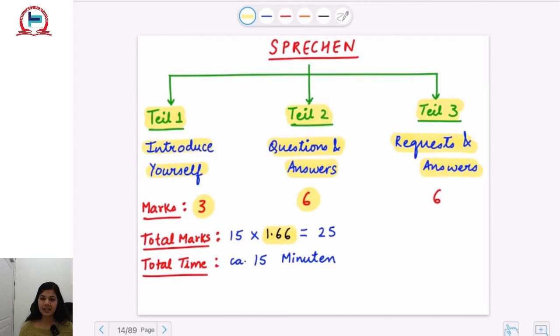All right. Once again, I will get 2 cards and my partner will get 2 cards. I have to formulate 2 requests and respond to 2 requests. This tile is also for 6 marks. 2 times I have to formulate the request and 2 times I have to respond to my partner's request. So 3, 6, 6, total 15. This 15 is also multiplied by 1.66 to get the total out of 25. And the Sprechen tile lasts for approximately 15 minutes, an average of 7.5 minutes per participant. One person gets 7.5 minutes for all the 3 Teile.